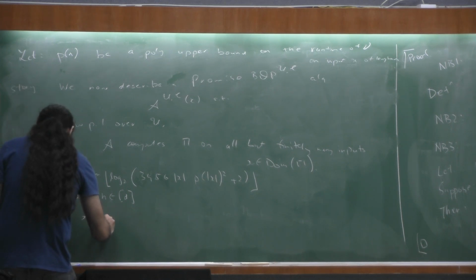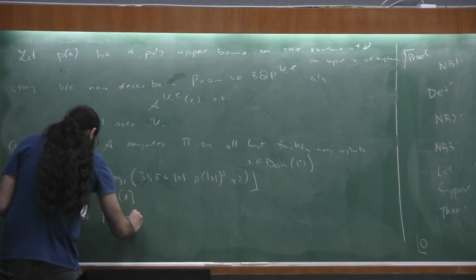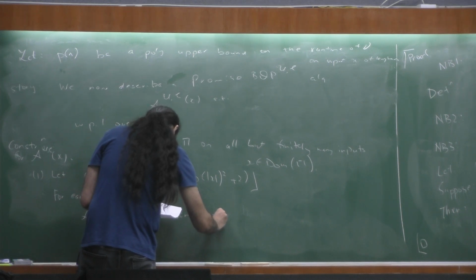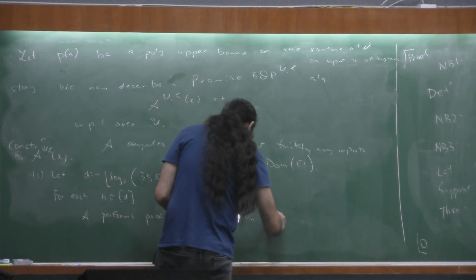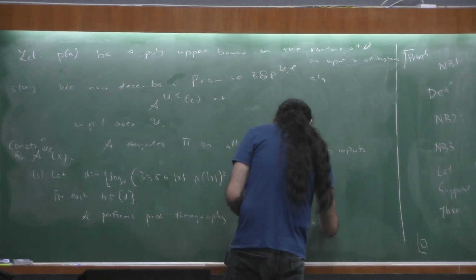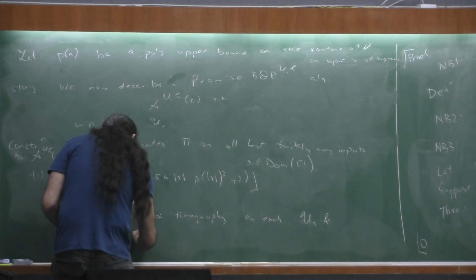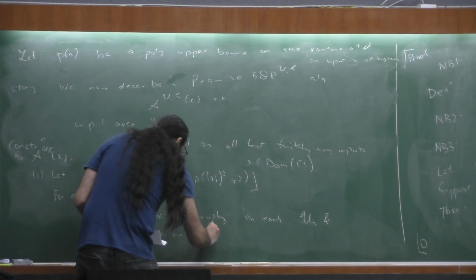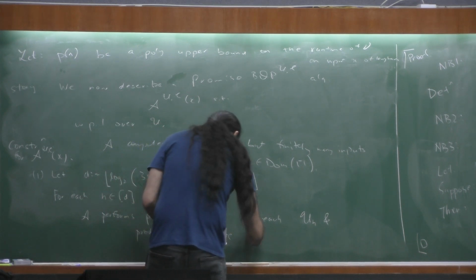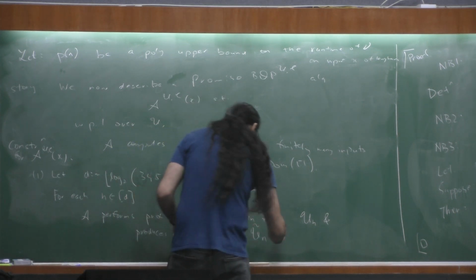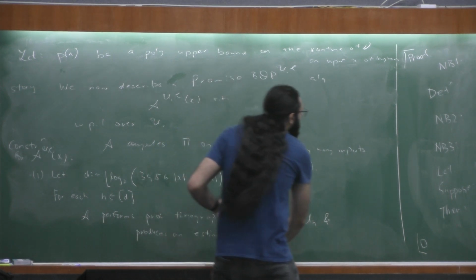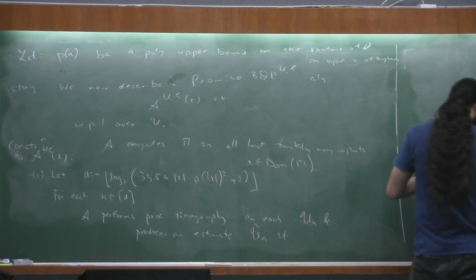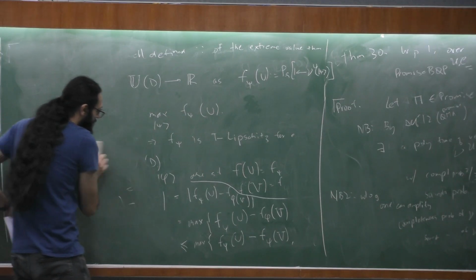A performs process tomography on each U_n and produces an estimate U tilde sub n such that the diamond norm between the estimate and the actual unitary is at most 1/6p. Let me write that down.